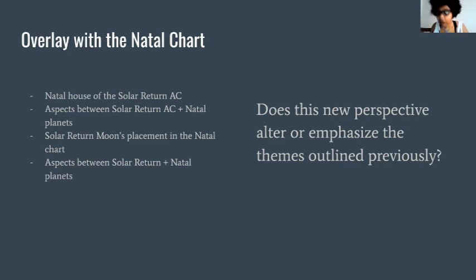There's going to be a lot of words. I hope I can say it in a way that you can follow along. So what house is the ascendant of the solar return chart in your natal chart? Another thing to take note of is where the moon in the solar return chart is falling in the natal chart. And then, of course, any aspects that are happening between the planets in the solar return chart and the natal planets.